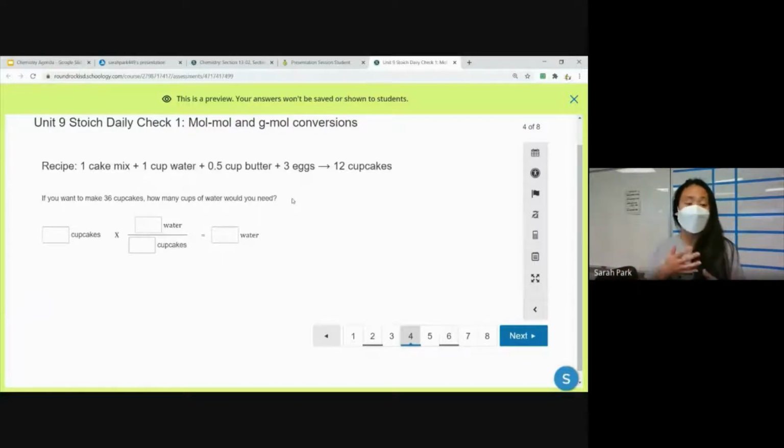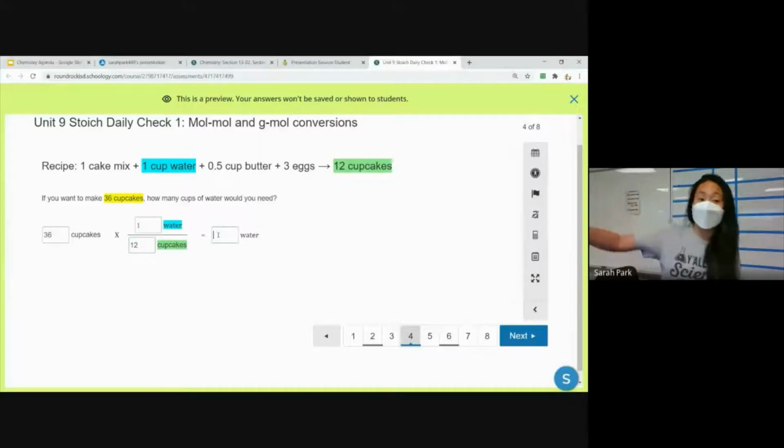So you're sort of working backwards. You know that the relationship between cupcakes and water is for every 12 cupcakes, I need 1 cup of water. So you know that relationship. This is the information I'm starting with, so I'm going to write 36 here. The relationship between water and cupcakes is for every 1 cup, I can make 12 cupcakes. So what is the answer to this particular problem? How many cups of water do I need?